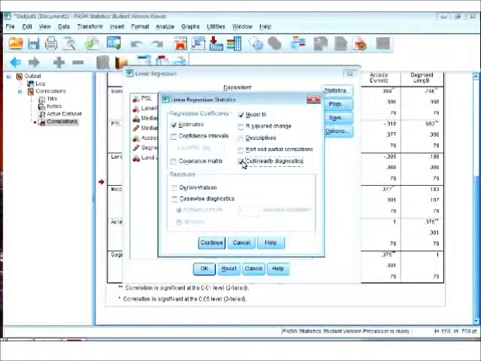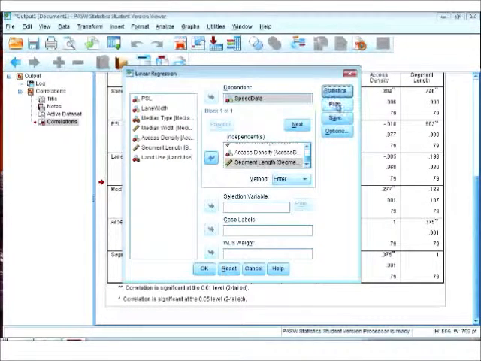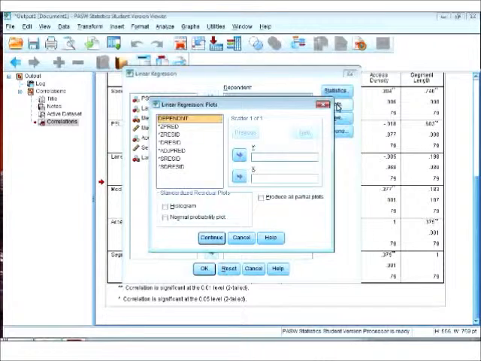Part and partial correlations, it gives you all these values that we just did using the correlation analysis. And then let's do the collinearity diagnostic, which is the multicollinearity diagnostic. And then the confidence intervals, by default it's 95%, so let's keep 95%. We continue. Plots. Now SPSS also gives you the plots. What do we want to plot?